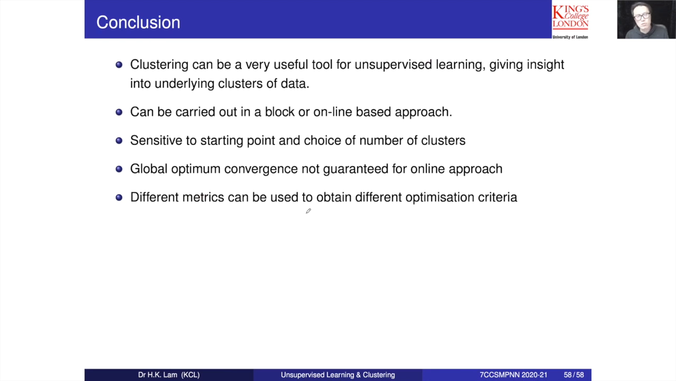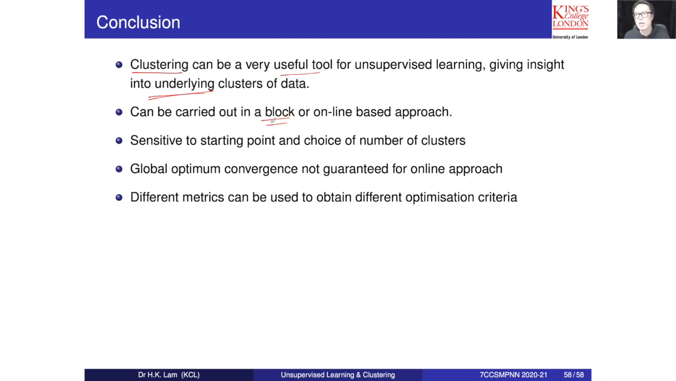Okay, and now that is the conclusion. In this topic, we talked about clustering, and we found that clustering is a very useful tool for us to extract some features from the samples without using labels, so we know the underlying features of the data. When we apply unsupervised learning for clustering, it can be done in a block.